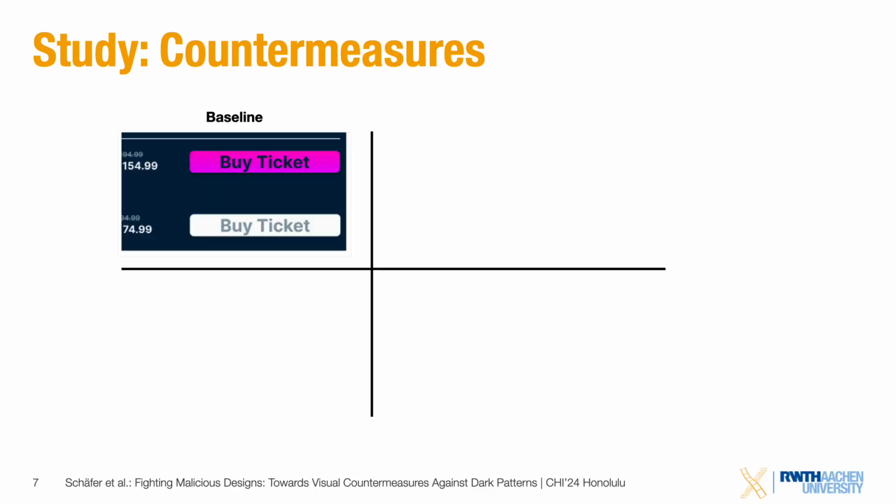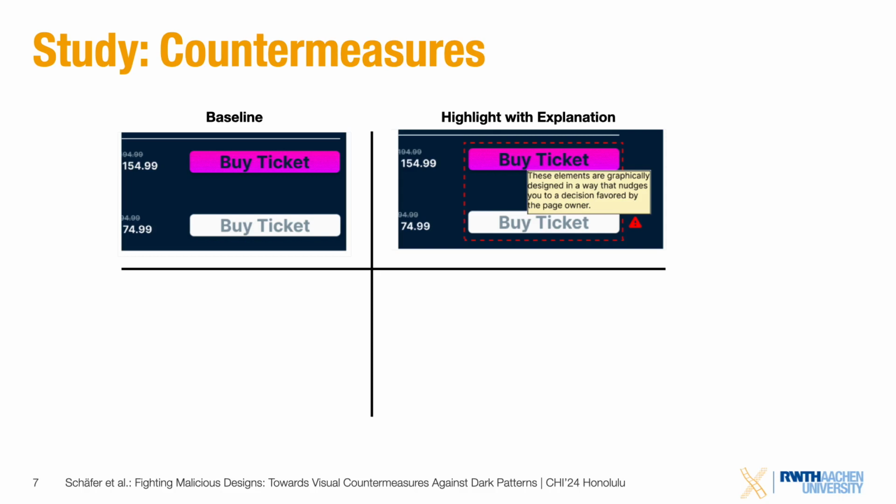For the countermeasure highlight with explanation, a red box was shown around the manipulative element. Next to the box, there was a red warning symbol that showed a tooltip when hovering over it. This tooltip explains why the design is manipulative.